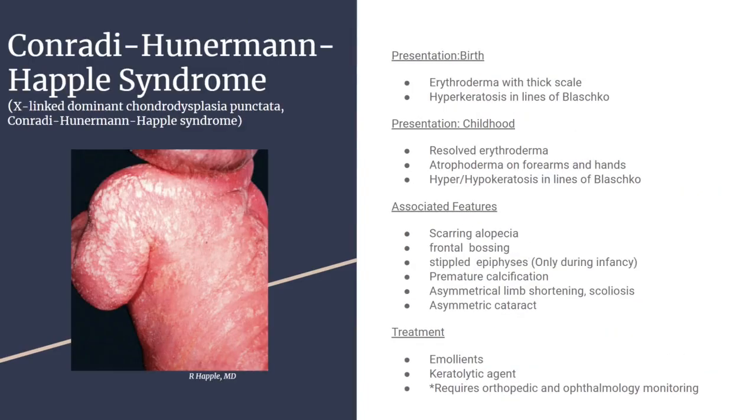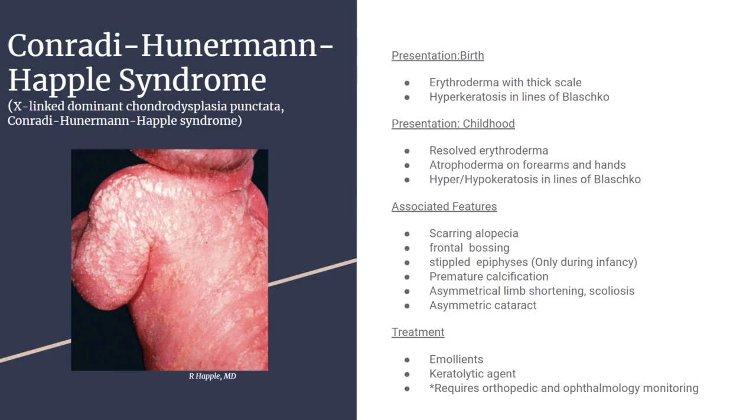Alrighty, the next disease we're going to talk about is Conradi-Hünermann-Happle syndrome, also known as X-linked dominant chondrodysplasia punctata. That's going to overlap a little bit with the next disease we're going to talk about, so there are some key features we're going to have to nail between the two. But this presentation is erythroderma at birth with fixed scale, hyperkeratosis in the lines of Blaschko.